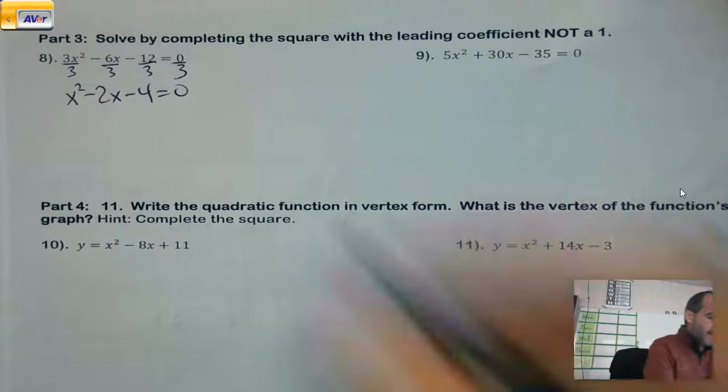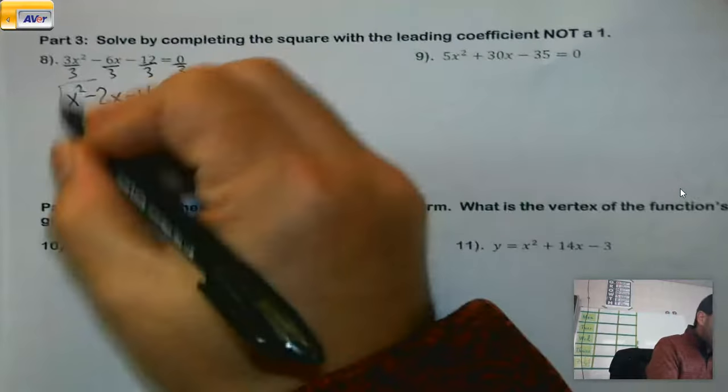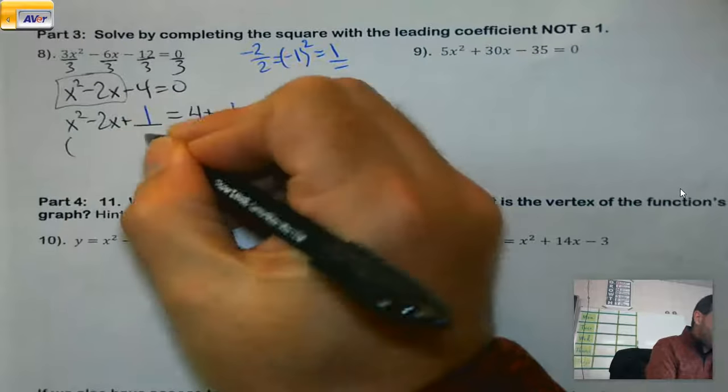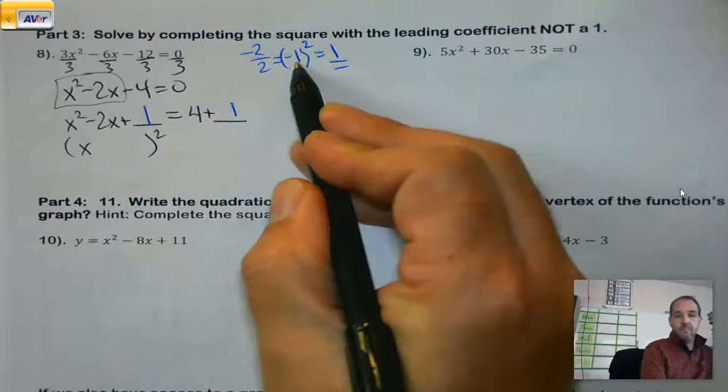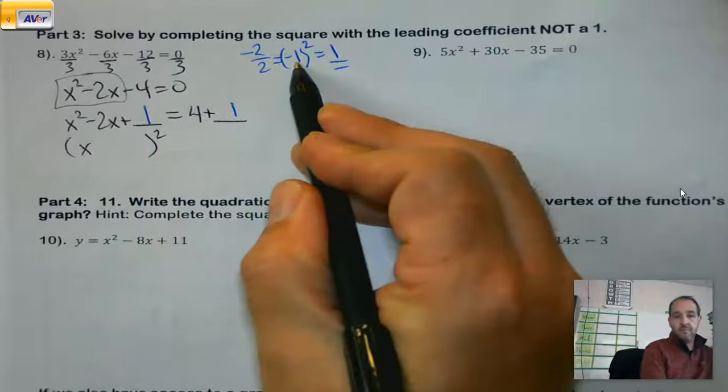So I do my stuff. I say, okay, x is alone with a blank. That 4, when it moves to the other side, remember you're doing an opposite when you move over. So 4 plus my blank. Little side work. B divided by 2 and square it. Get that in there. And now I just do those last steps. X, steal the number from my side work, minus 1 squared equals 5.